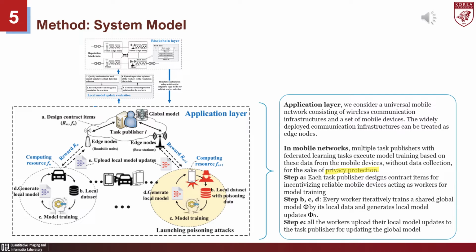Step A. A task publisher designs contract items for incentivizing reliable mobile devices acting as workers for model training. Steps B, C, D. Every worker iteratively trains the global model with its local data and generates local model updates. Step E. All the workers upload their local model updates to the task publisher for updating the global model.